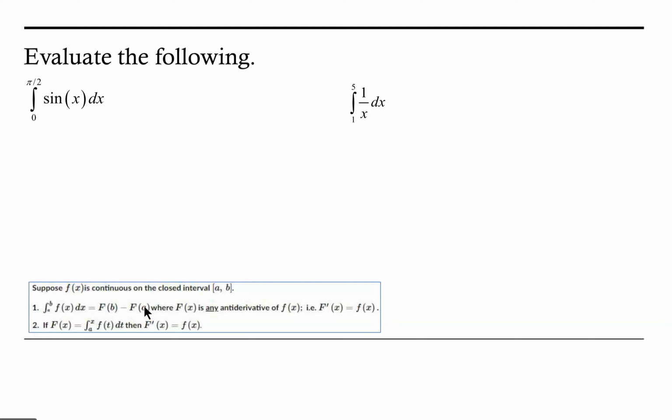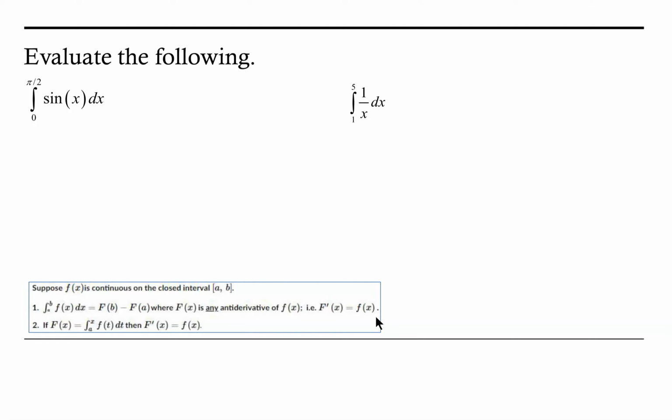The fundamental theorem of calculus says, suppose f of x is continuous on the closed interval from a to b. Then the integral of f of x dx is equal to capital F at b minus capital F at a, where capital F of x is any antiderivative of our integrand, small f of x. That is, if I take the derivative of capital F of x, then I end up with my integrand, small f of x.